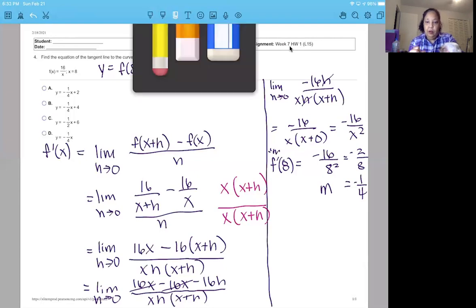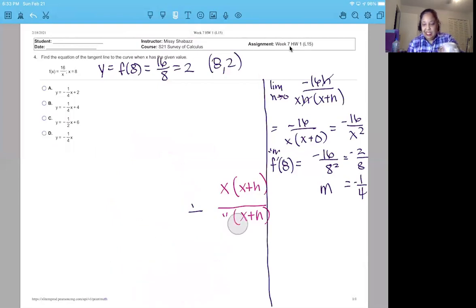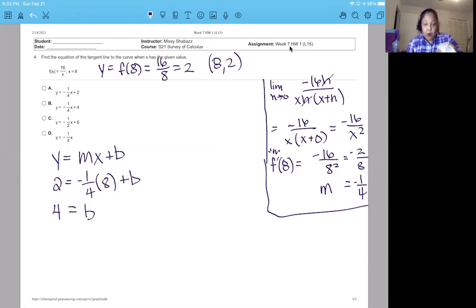All right, so now I'm going to plug it into y equals mx plus b. My y is 2. My slope is negative 1/4. My x is 8. All right, so 8 times a negative 1/4 is negative 2. Add to both sides, and I'm going to get 4. So the equation of my line is y equals negative 1/4 x plus 4, where my y-intercept is 4.